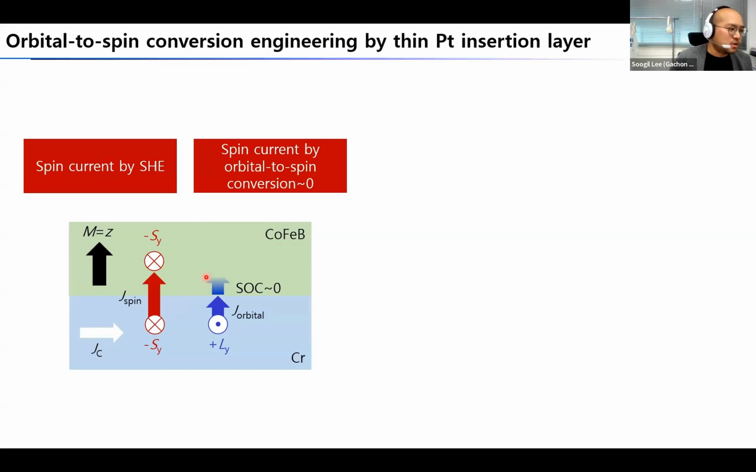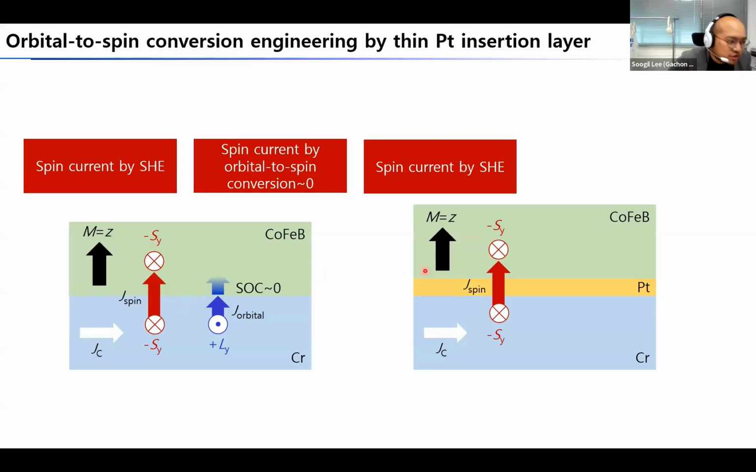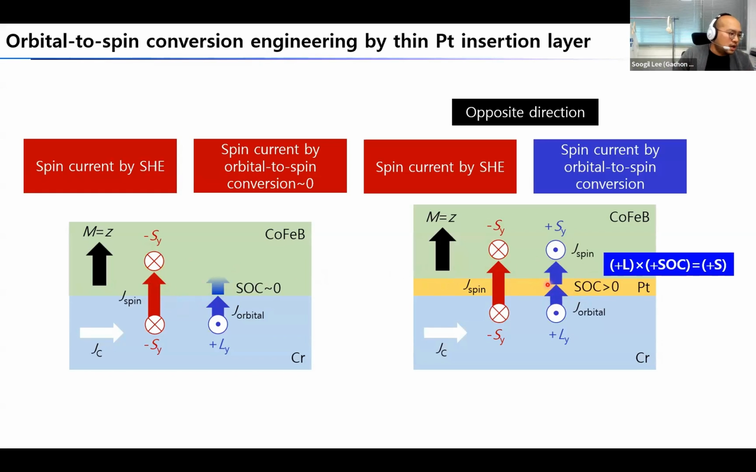So the conventional spin Hall effect is the major source for the total spin-orbit torque in this system, this red one. On the other hand, the situation is somewhat different with the thin platinum layer inserted between cobalt and chromium and cobalt iron boron. In this case, platinum can be a good orbital-to-spin conversion source due to its large spin-orbit coupling. The converted spin current, this blue one, can induce the spin-orbit torque.